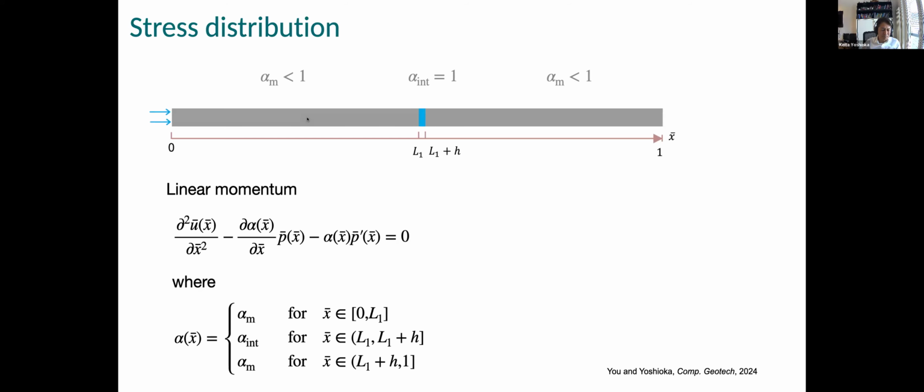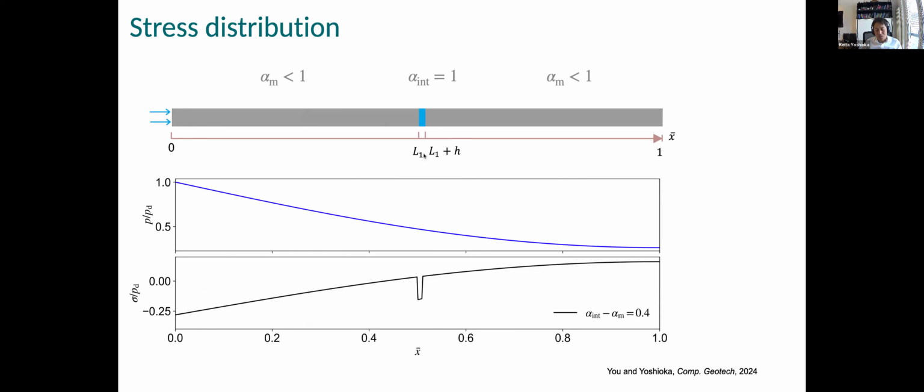So it's a 1D ordinary differential equation with non-homogeneous Biot coefficient. So the Biot coefficient changes, except at this weak interface, the Biot coefficient is different. So that's the only tricky part, but we can solve it analytically. So this is how the analytical solution looks. The pressure profile, so we have an injection from the left. At this point, pressure is the highest, and then pressure goes down to the end of this bar.